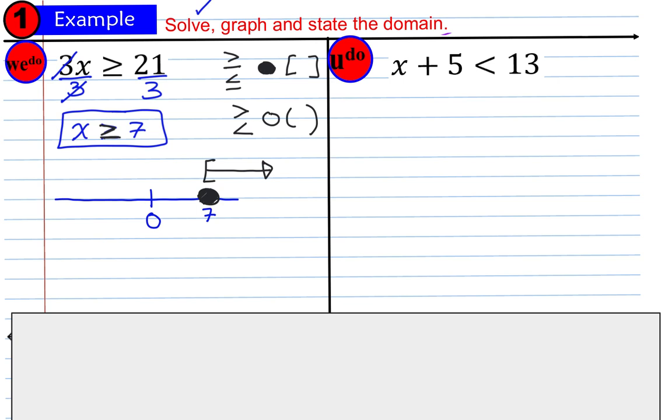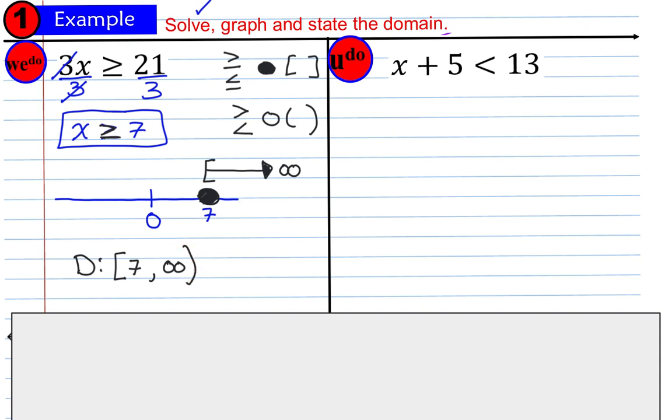And the last thing we need to do is our domain. What I need you to understand is if it's pointing to the right side, it means it keeps going and going. That means it's going to positive infinity. When you're doing domain, it's always from the left to the right. So we started at 7 with a bracket, and we go all the way to infinity. So our domain is going to be from 7 to infinity. Infinities never have brackets. They always have parentheses.